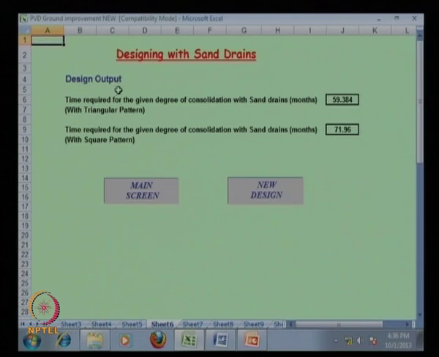So, you can calculate using sand drain. This is the design output: the time required for the given degree of consolidation with sand drain, in month, with triangular pattern is 59.384 month, and with square pattern is 71.96 month. So, you see that even if you introduce the sand drain, it takes about 59 months or 71 months.